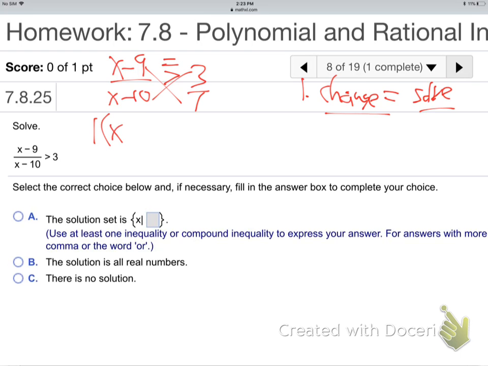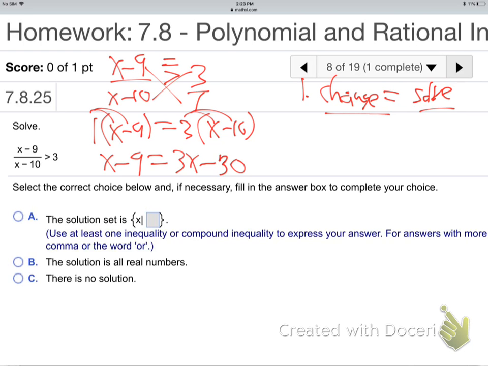Okay, so we got 1 times X minus 9, and 3 times X minus 10. Solve that thing. So we get X minus 9 equals 3X minus 30. How do you solve for X when you got X on opposite sides like that? Get rid of one of them. Subtract X from both sides. So then we got minus 9 equals 2X minus 30. That good?